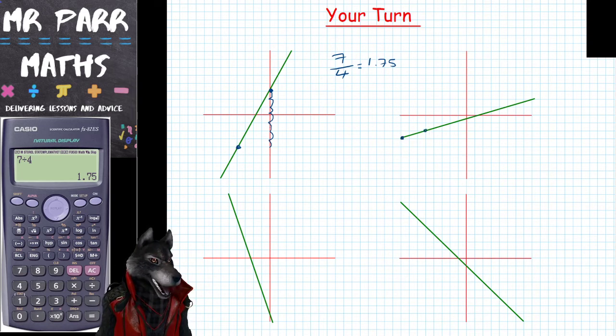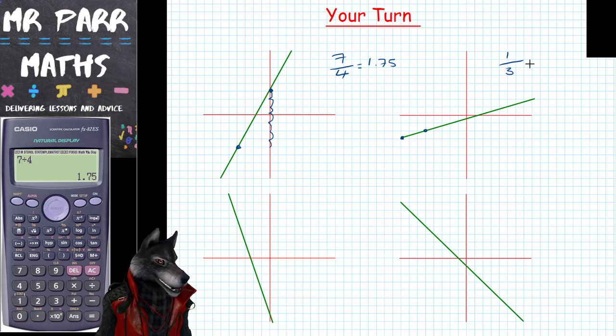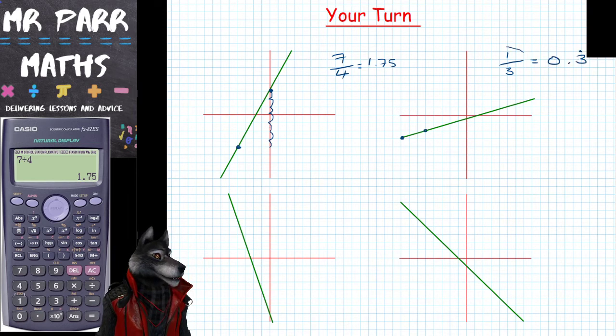Next one, pick 2 points. There and there. So I'm making a nice small triangle this time. So rise is 1, run is 3, which we can see is a third, so hopefully you know that as a decimal is 0.3 recurring. Now you can leave, if you want to, a gradient as a fraction. 1/3 as a gradient is okay. You don't have to convert to a decimal.